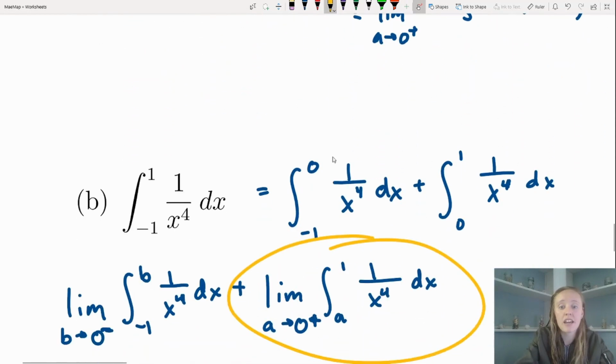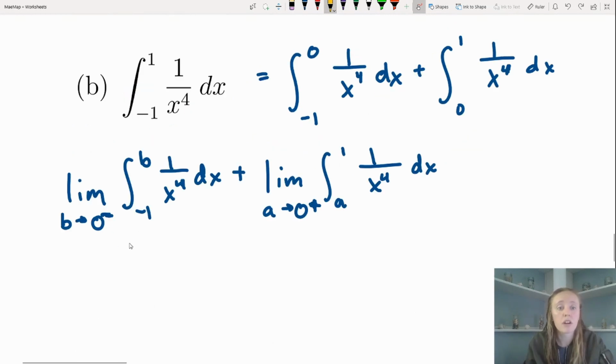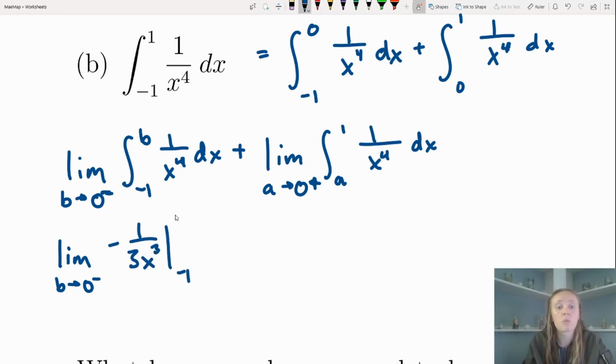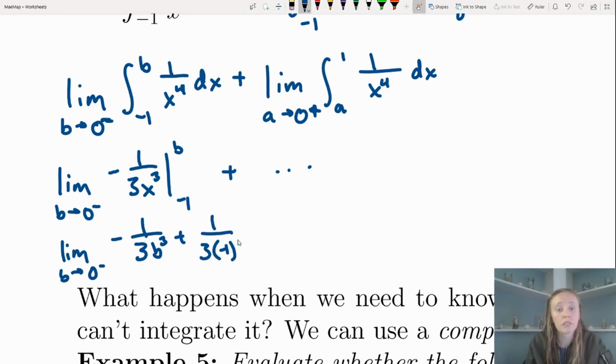Again, I already know what this is from up above. That gave me infinity. So I'm not going to worry about necessarily going through all that work, but I'll do it for our limit involving b. So we're going to have the limit as b approaches 0 from the left of -1 over 3x cubed from -1 to b. That's going to equal the limit as b approaches 0 from the left of -1 over 3b cubed minus a negative, so plus 1 over 3 times -1 cubed.